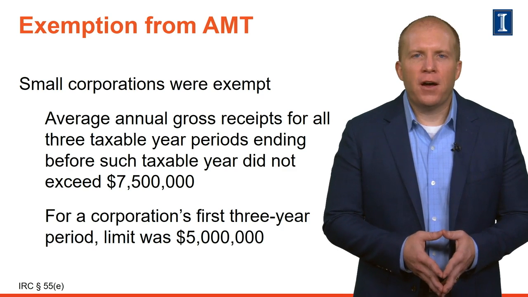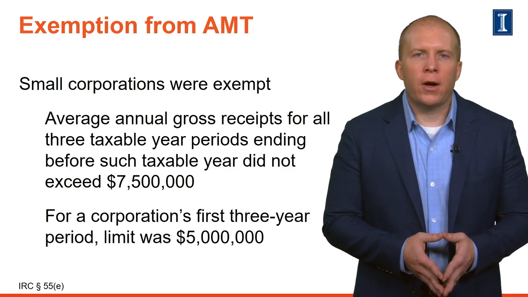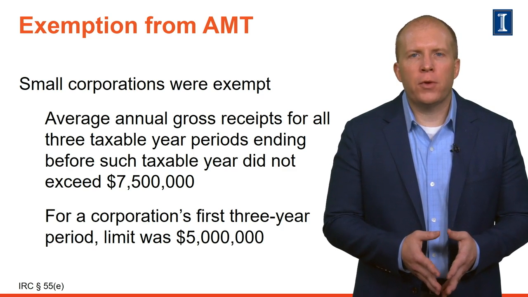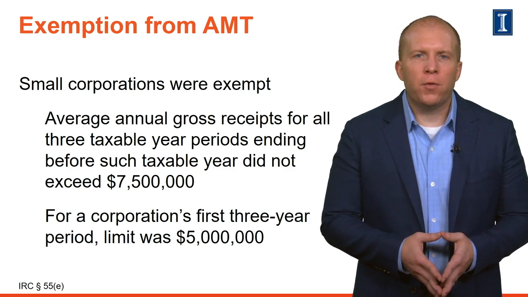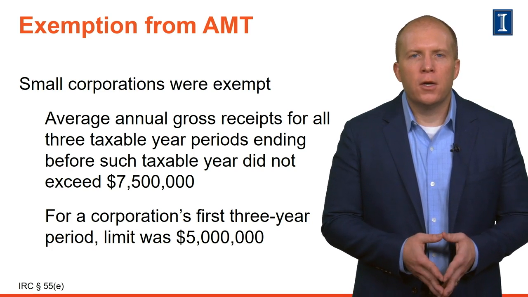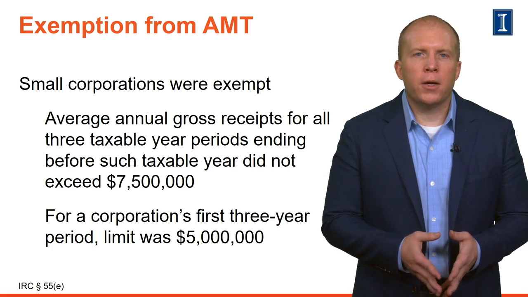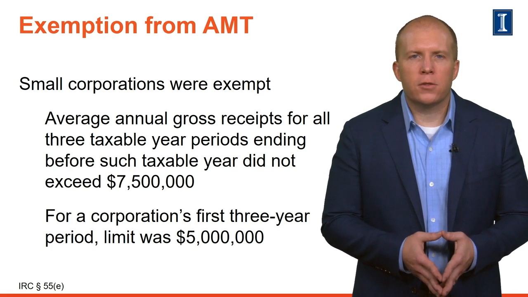Code Section 55(e) exempted small corporations from AMT, which it defined as those where average annual gross receipts for all three-taxable-year periods ending before such taxable year did not exceed $7,500,000. For a corporation's first 3-year period, the limit was set at $5 million.